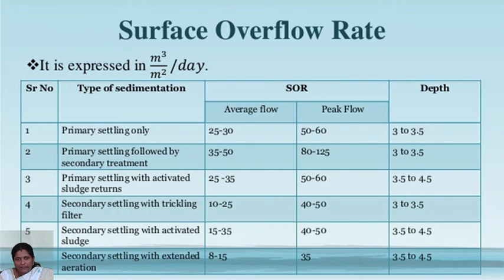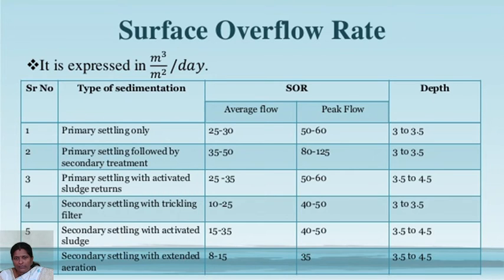Then primary settling followed by secondary treatment. The SOR value taken is, for average flow, 35 to 50. For peak flow, it is taken as 80 to 125. Depth is taken as 3 to 3.5. Primary settling with activated sludge returns: 25 to 35 average flow, 50 to 60 for peak flow, and 3.5 to 4.5 meter is the depth.